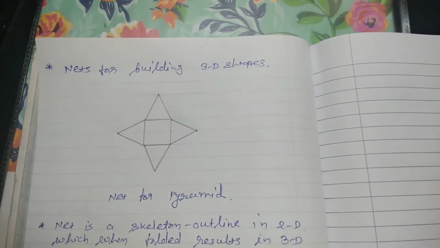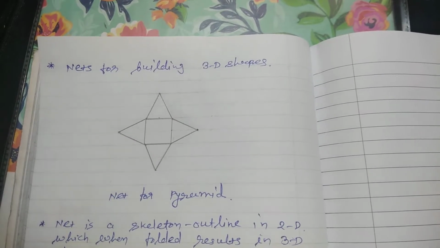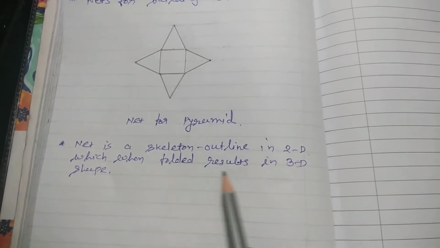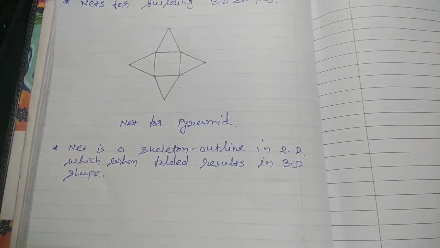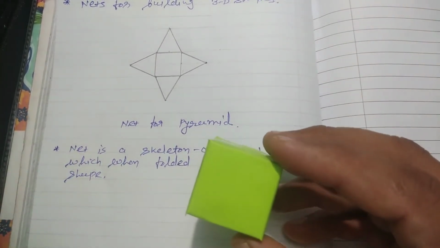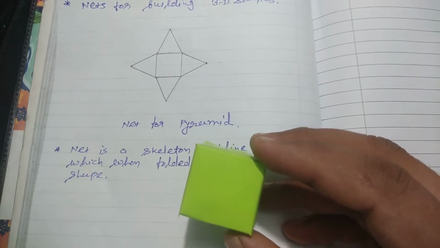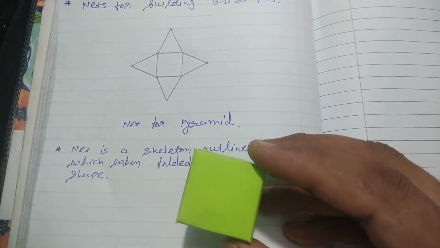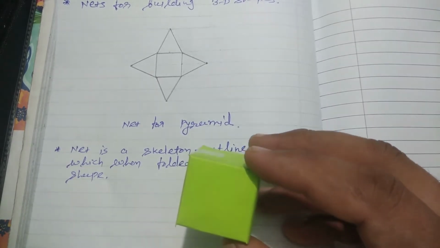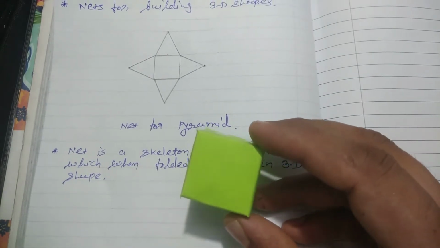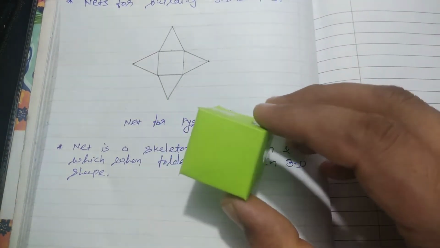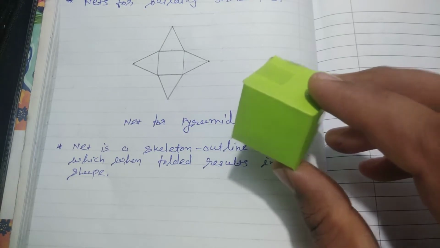Next, nets for building 3D shapes. A net is nothing but a skeleton outline in 2D, which when folded results in a 3D shape. For example, for this cube, first of all, I have made an outline on paper, that means in 2D. In 2 dimensions, I have made the outline for this cube. And when I folded that paper, I got this cube.